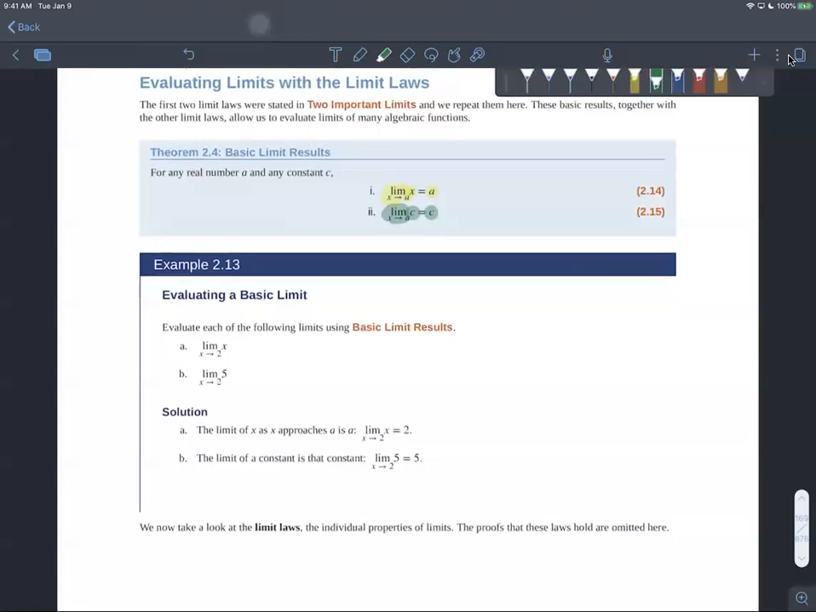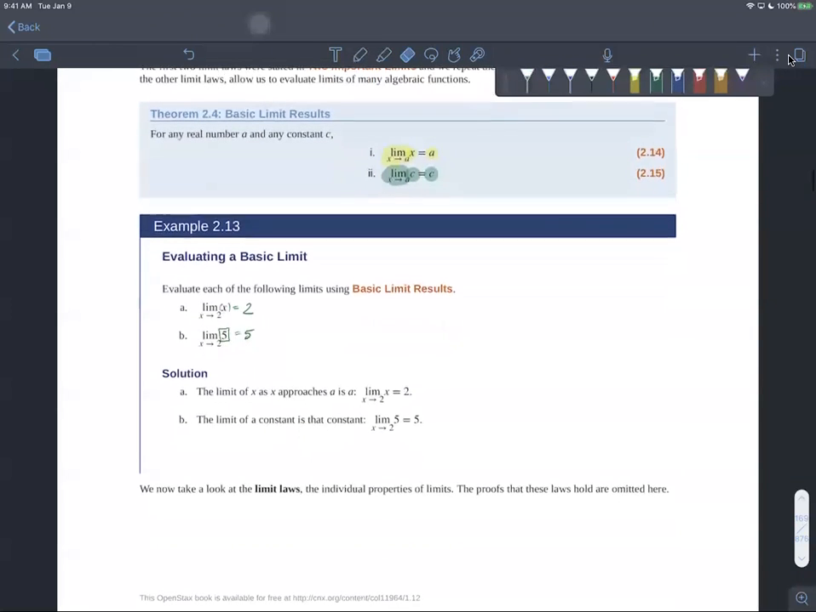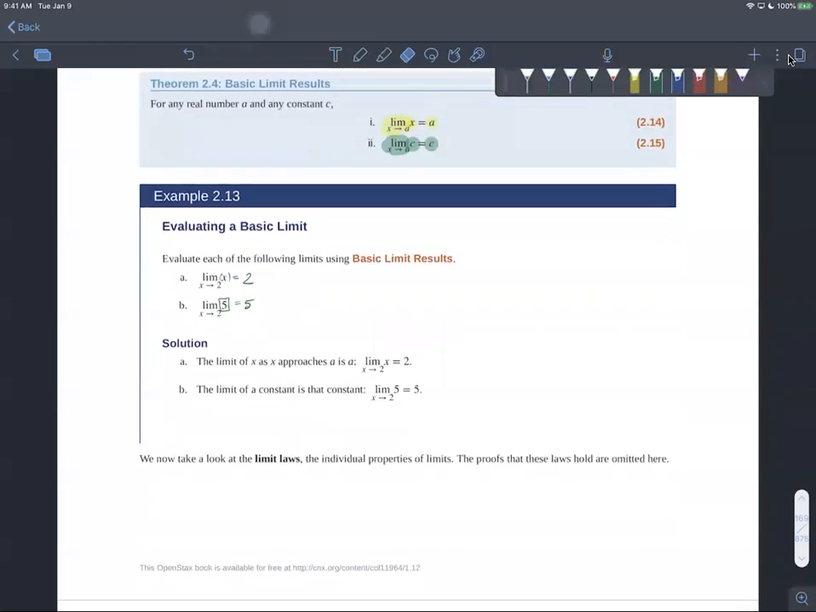Example 2.13, evaluating a basic limit. Evaluate each of the following using basic limit results. Well, what is the limit of x as x approaches 2? That would be 2, because if x is approaching 2, then this x is approaching 2. What about the number 5? The number 5 is constant. It's always 5. So as x approaches 2, what is happening to the number 5? It is just staying the number 5. Okay, and there are the solutions. Using those two limit laws, we should memorize these.